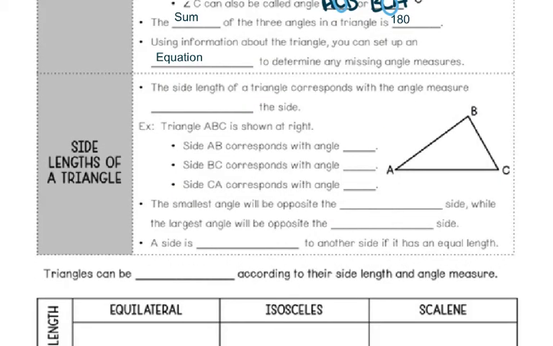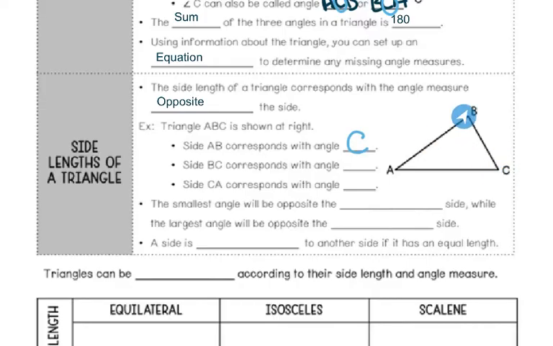Next, let's talk about side lengths of a triangle. The side length of a triangle corresponds with the angle measure opposite the side. And remember from the last time that opposite just means across from. For example, we've got triangle ABC over here to the right. I have side AB listed with the 2 points that make that side. Side AB corresponds with angle C because C is across from that side.